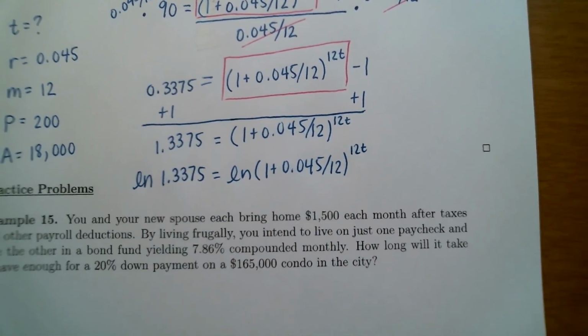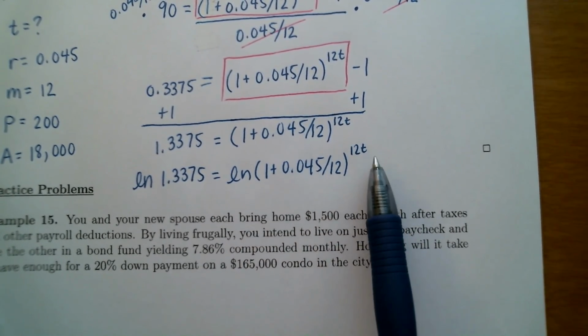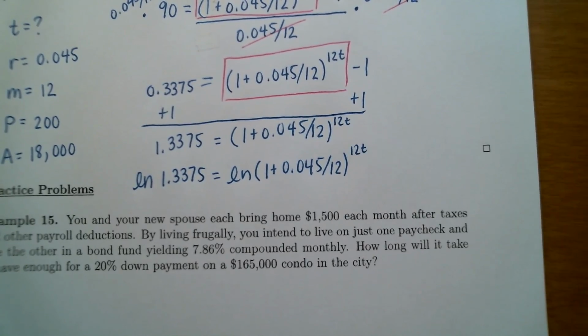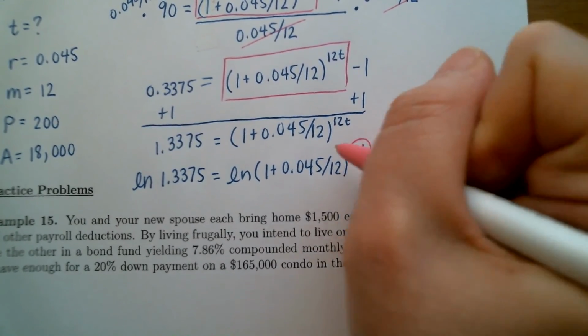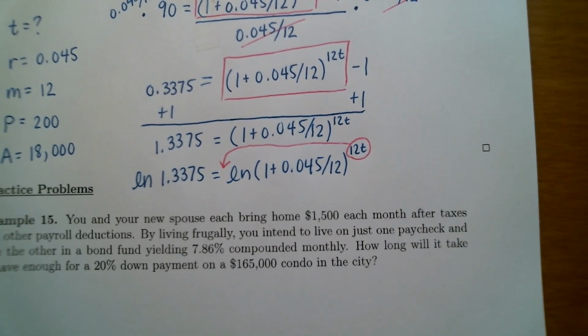You have to take the logarithm, because if you have the logarithm of something to a power, then you're allowed to bring down the power and free the t from the exponent. If you do not take the logarithm, you cannot bring the 12t down.